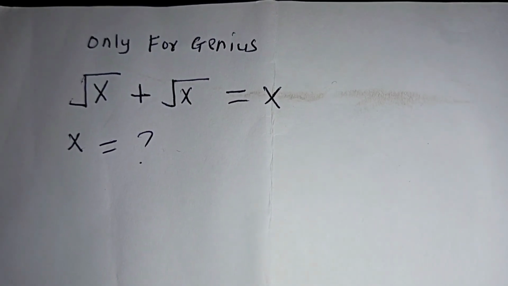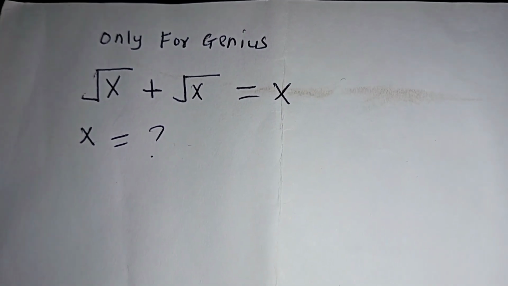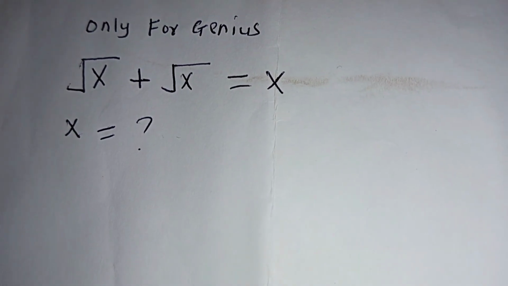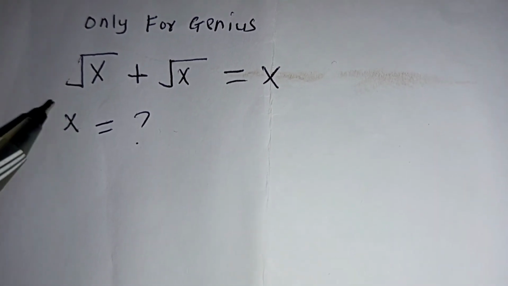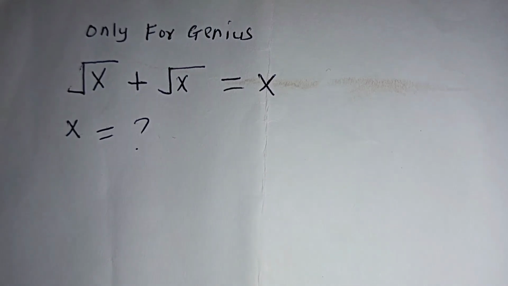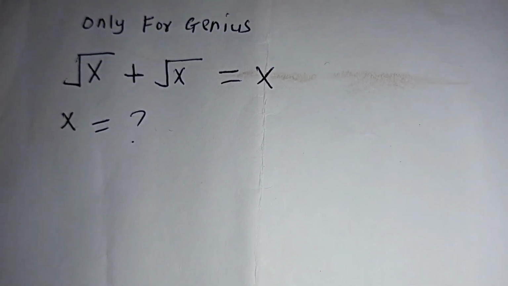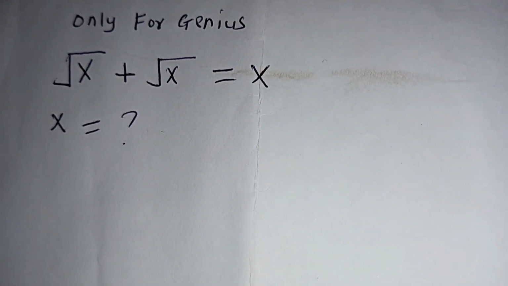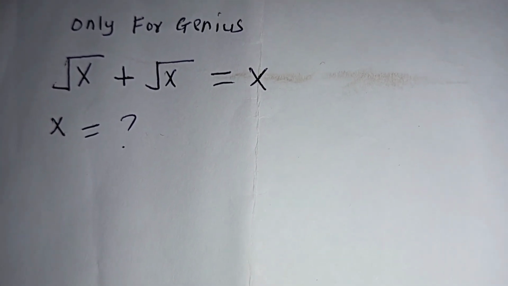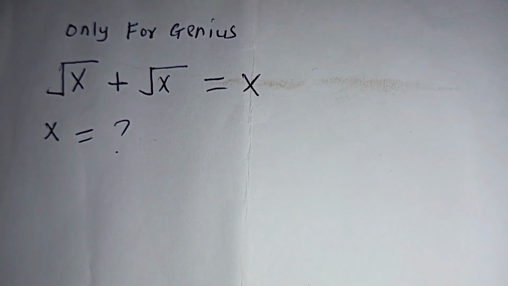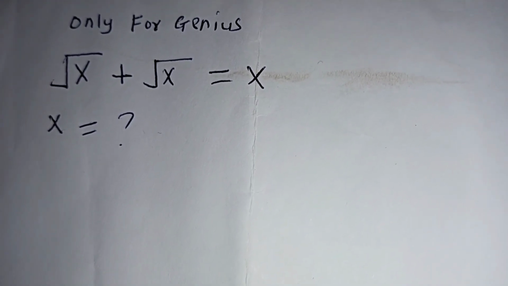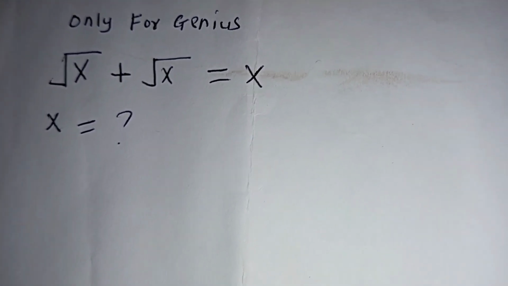Mathematics. This question is only for juniors. You are going to obtain the value of x when you are given: square root of x plus square root of x is equal to x. So what is the possible value or values of x? To begin with, we make use of this law as follows.